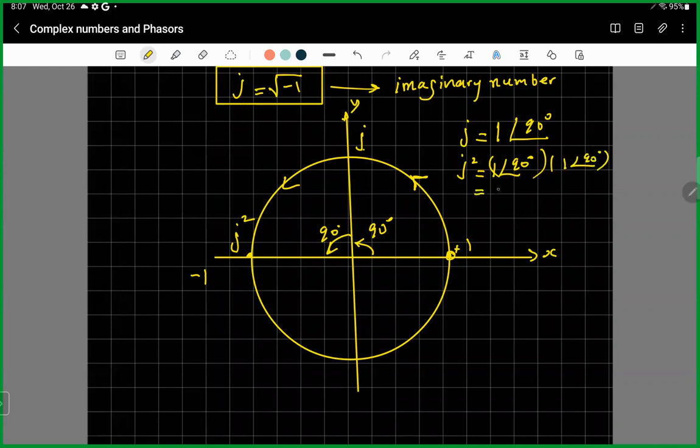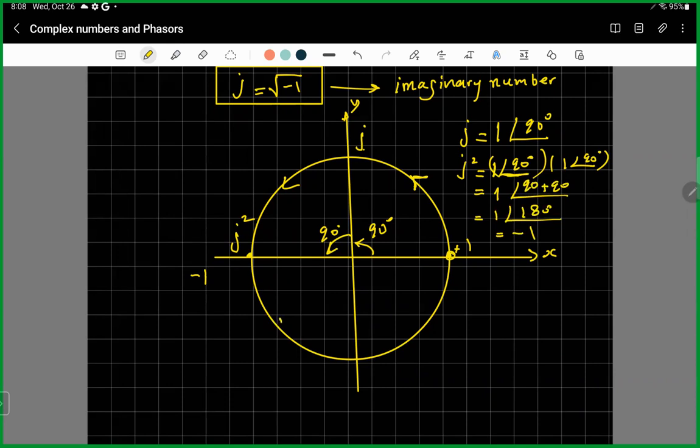And listen, when you multiply number by number, you get number. 1 times 1 is equal to 1. But when you multiply the angles, you do not multiply, you add them. You say 90 plus 90. So it equals 1 angle 180, which is equal to negative 1. So you can see it.